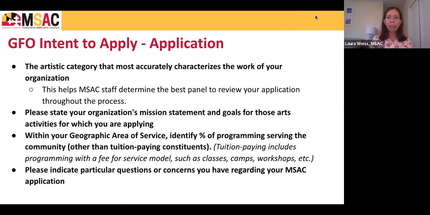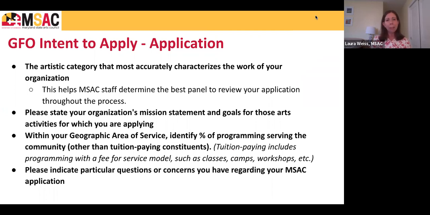There is a question that has a drop-down menu that asks for the artistic category that most accurately characterizes the work of your organization. This really just helps us know which discipline you would fall under so that we are able to best determine the panel to review your application throughout the process. So it gives you a couple of different options, and we just ask that you characterize the work the best you can. It will also help us determine if you are working more closely with myself or with Emily. We divide the disciplines just so that we have different points of contact.